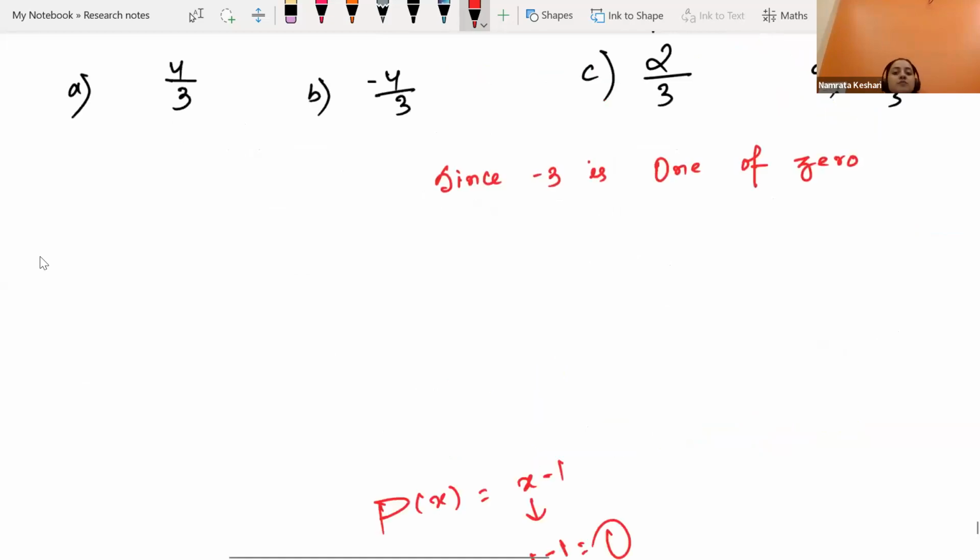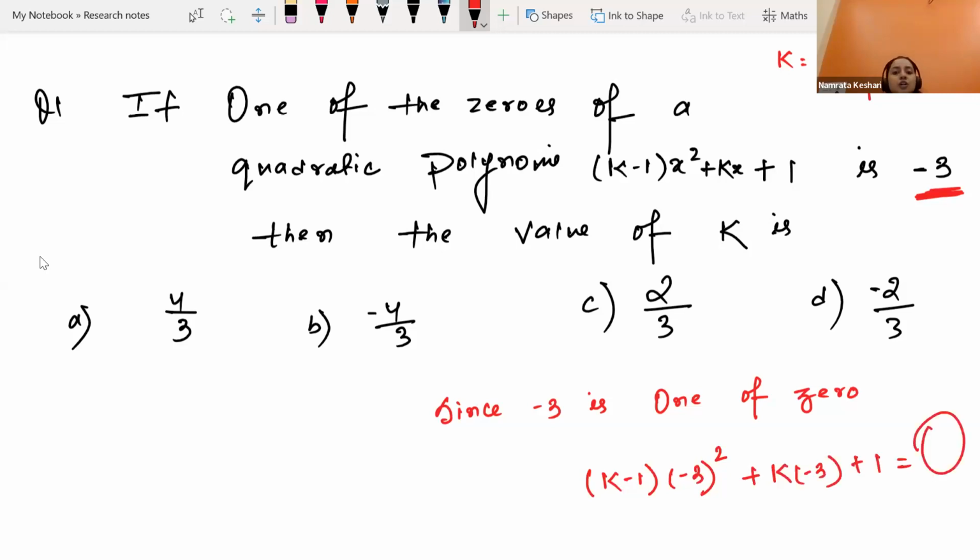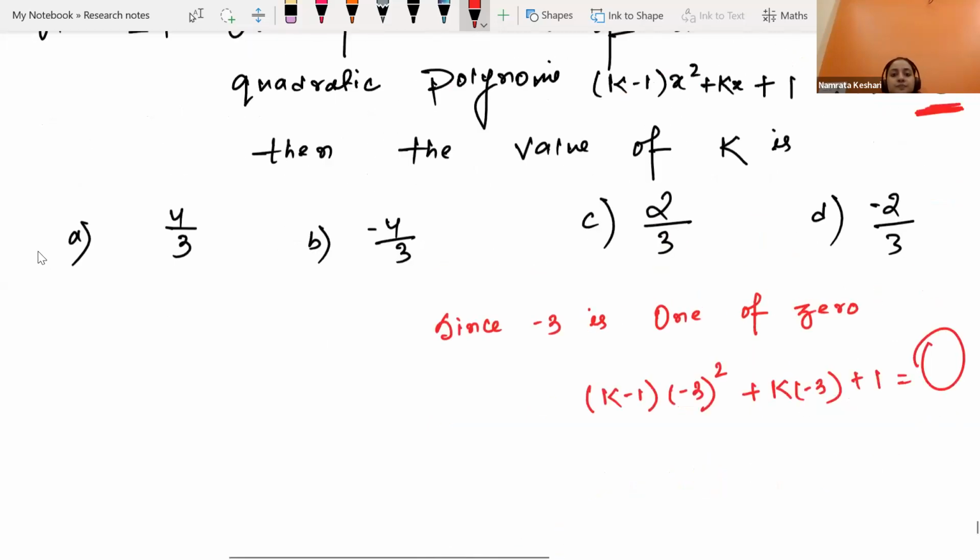So if minus 3 is one of the zeros, that means if we substitute this x value as minus 3, our polynomial will become completely 0. Yes or no? Are you getting it? And if we write it this way, is it possible to take out the value of k? Let's check it. k minus 1 into minus 3 square is just 9, minus 3k plus 1 is equal to 0.